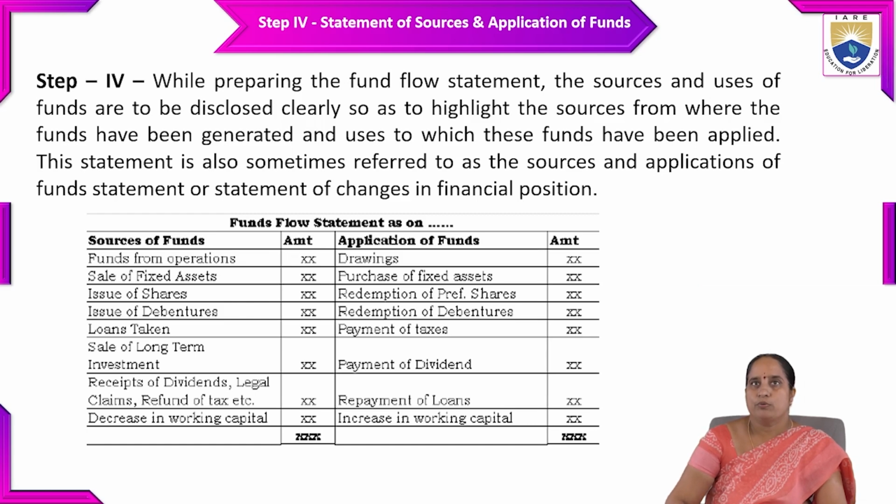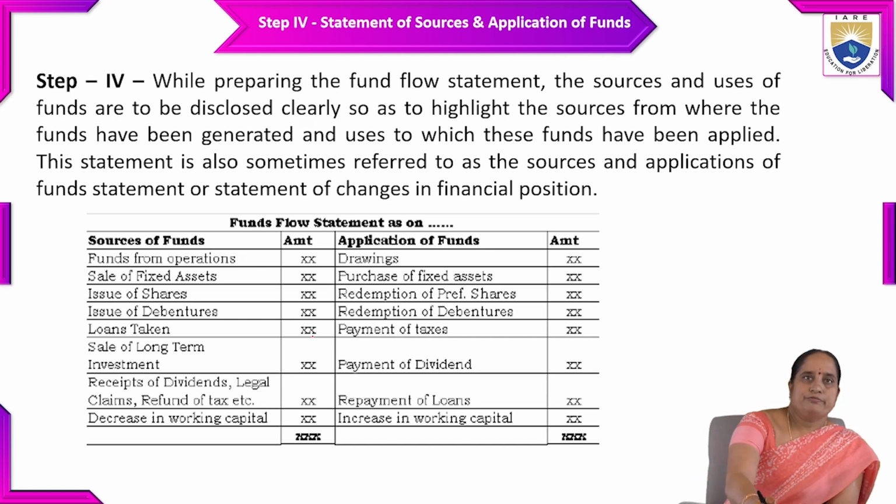And coming to step 4, which is known as the statement of sources and application of funds. So this is the funds flow statement. While preparing the funds flow statement, the sources and uses of funds are to be disclosed clearly so as to highlight the sources from where the funds have been generated and the uses to which these funds have been applied. This statement is also sometimes known as the sources and application of funds statement or statement of changes in financial position.